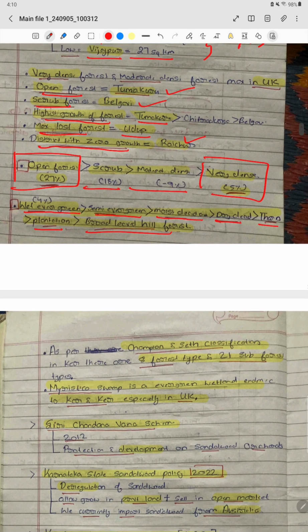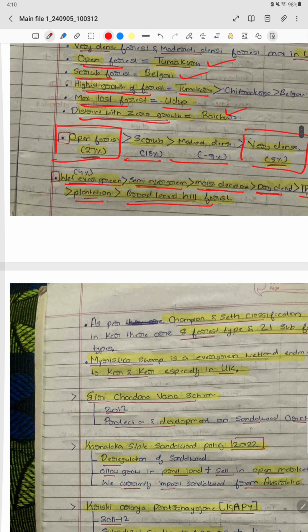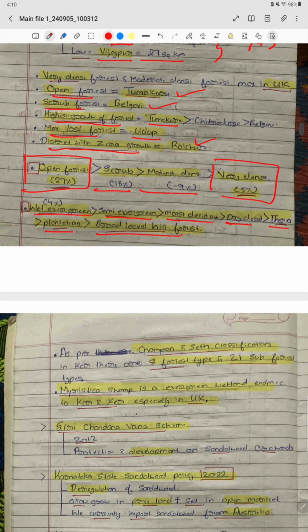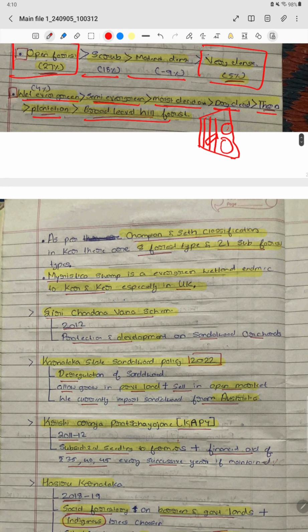So if we have the basic idea of the geography of Karnataka also, we can decide for this. Say for example, this is the Karnataka map. Here we have wet evergreen forest maximum, followed by, on the lower side of the hills, semi evergreen forest, then here we have moist deciduous forest, then this is the dry land. Here we can find thorn land, then plantations will be less because they are only in Kodagu. Then we have broad leaved hill forest.